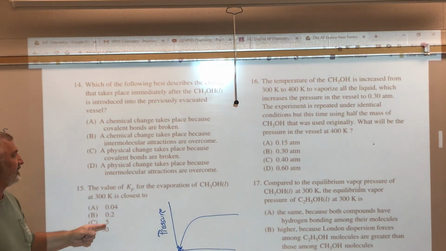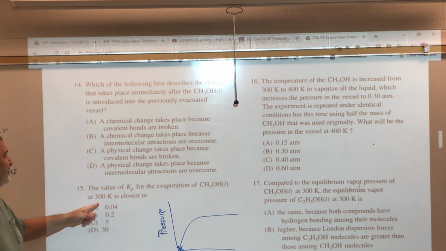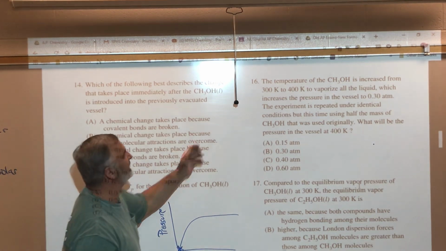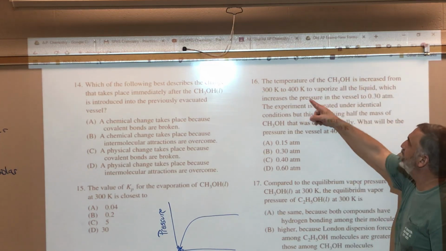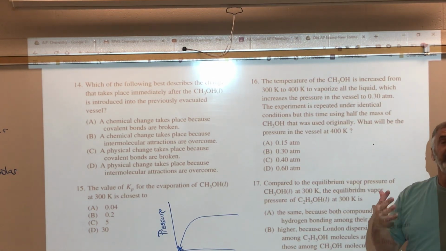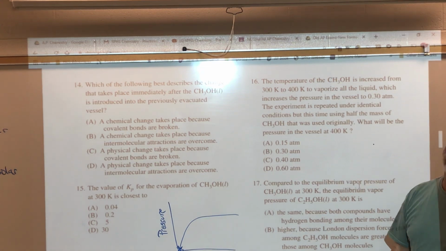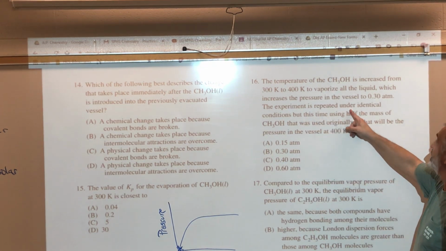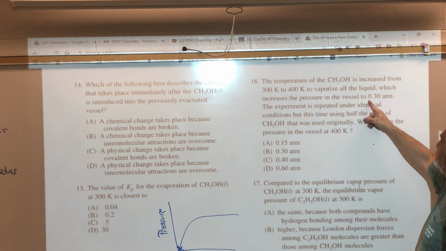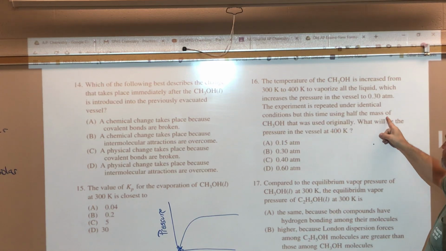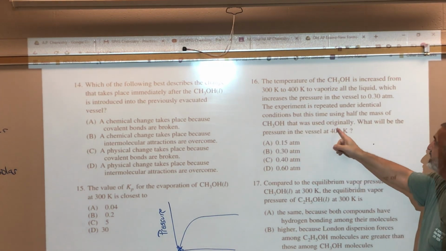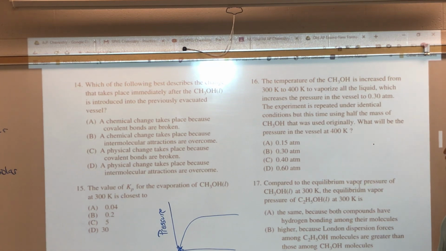Now the value of Kp for the evaporation of methanol at 300 is closest to, we won't talk about that right now. We'll come back when we deal with equilibrium. But now I raise the temperature from 300 to 400. Well, what's going to happen to the rate of evaporation? Obviously it's going to go up if you increase the temperature. So the experiment increases the pressure from 0.196 to 0.3. The experiment is repeated under identical conditions, but this time using half the mass of the CH3OH that was used originally. What will be the pressure in the vessel at 400 K?